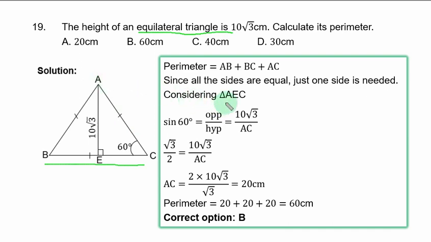So you have to consider triangle AEC. So we have opposite and hypotenuse, that is sine 60 degrees equal to opposite over hypotenuse. The opposite is 10 root 3 over hypotenuse AC. Now sine 60 degrees is root 3 over 2 using special angle, equal to 10 root 3 over AC. If you make AC the subject, you have 2 times 10 root 3, first divide by root 3. If you cancel root 3 by root 3, you have 20 centimeters. So the perimeter is adding all the sides which are equal, 20 each. That is 20 plus 20 plus 20, and you have 60 centimeters. By this, B is the correct option.